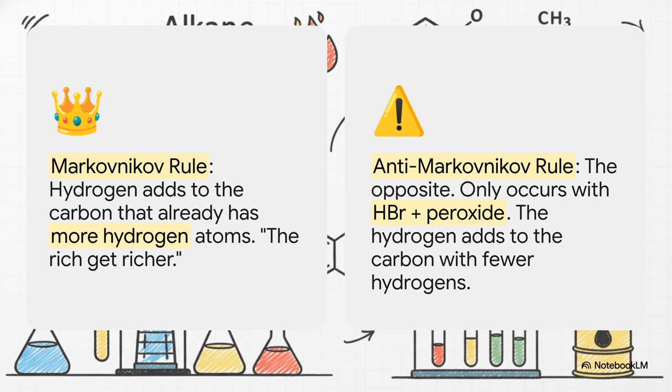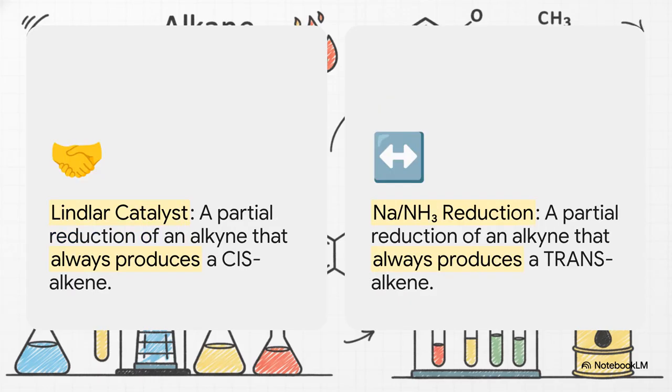Now pay attention here, because this slide covers a huge chunk of all addition reaction questions. The Markovnikov rule is super easy to remember. The rich get richer. The hydrogen atom just goes to the carbon that already has more hydrogens. Easy. Now, anti-Markovnikov is the exact opposite. And this is so important, it only happens under a very specific condition, which we'll talk about in just a minute.